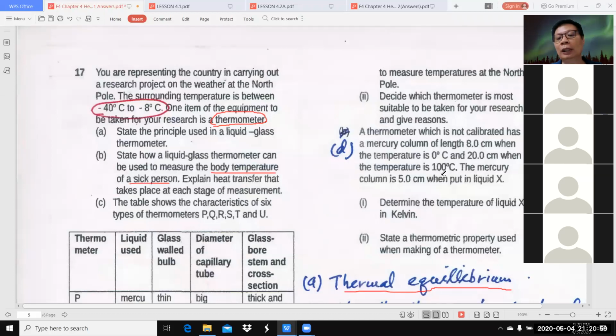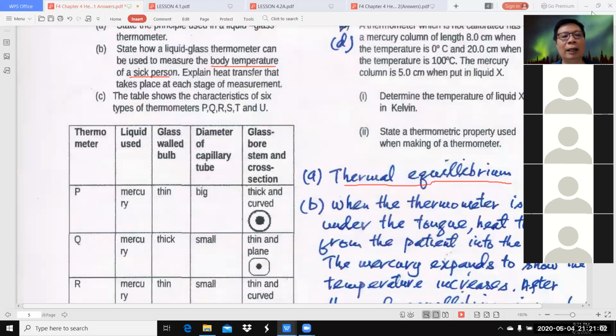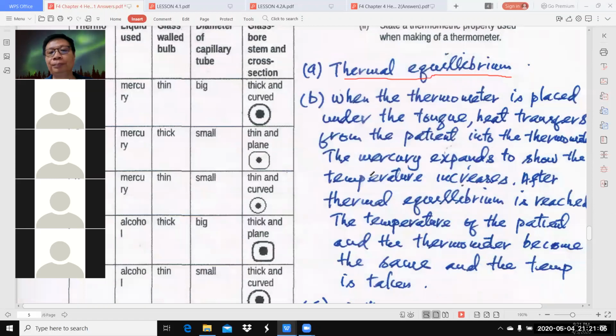Okay, so the answer should be like this. Now you look at the answer here. You follow step by step. When the thermometer is placed under the tongue, usually put under the tongue, what happens is heat transfers from the patient into the thermometer. You must write this point, you know. You say the moment you put the thermometer under the tongue, then the first mark given is here: heat transfers from the patient into the thermometer. You must say this, because at that moment, this person's body temperature is high, because he's having a fever, right?